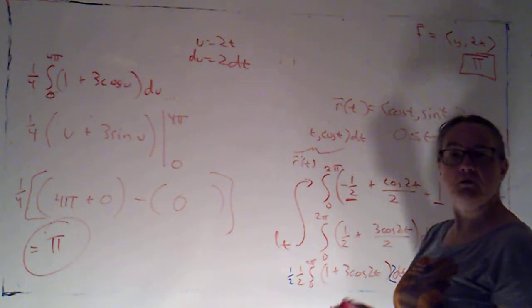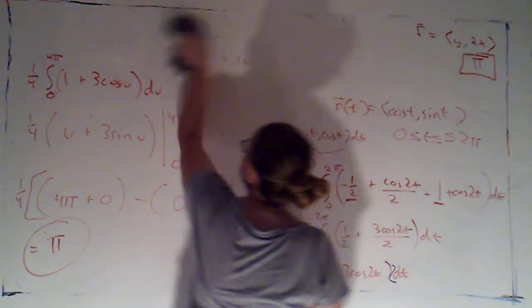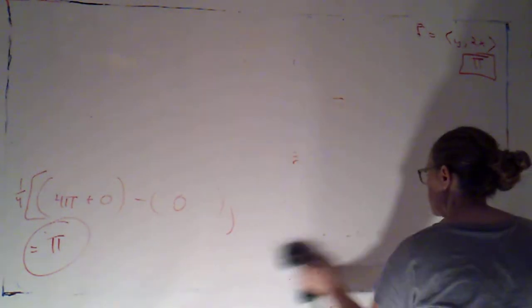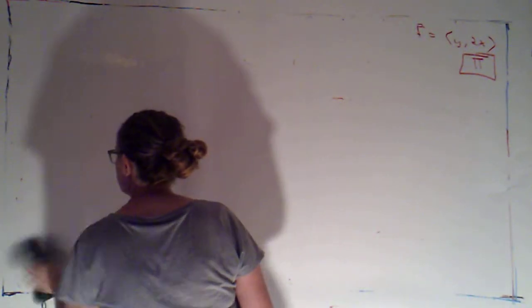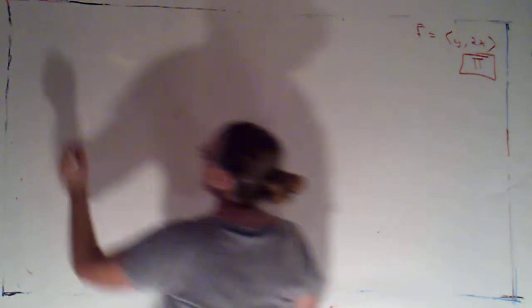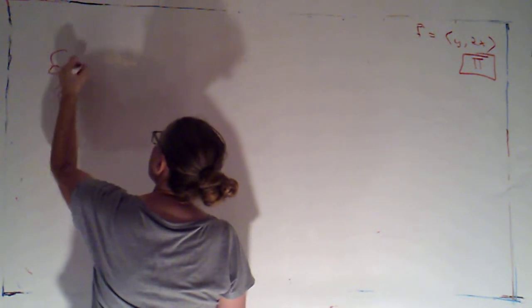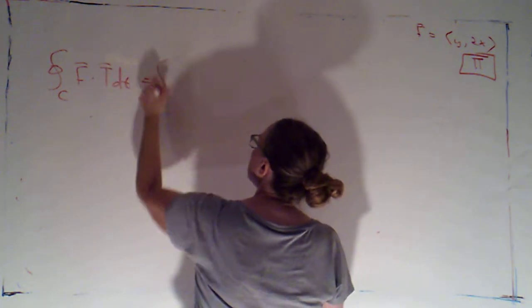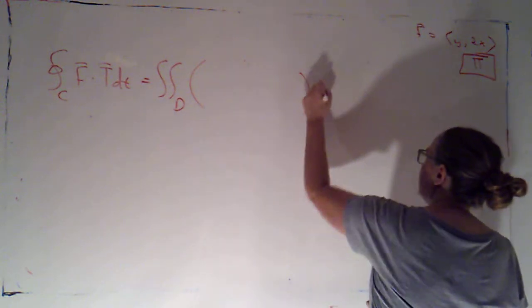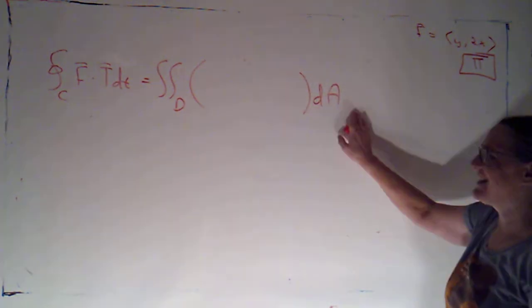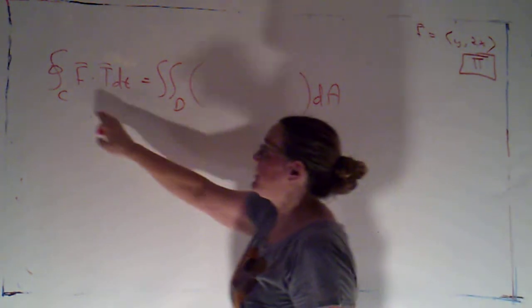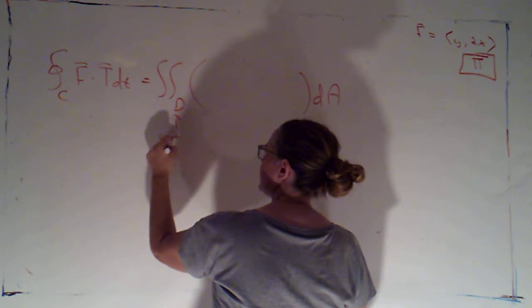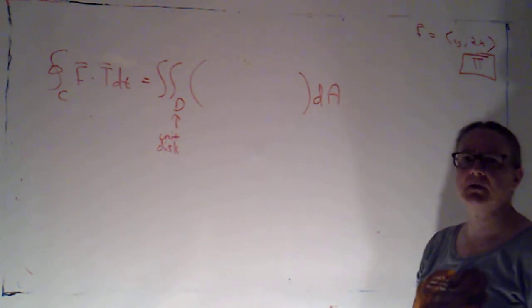Let's see what happens if we do it using Green's theorem instead. Okay, so the integral along C of f dotted with T ds, according to Green's theorem, is going to be the double integral over D of something dA. Now, D is the region enclosed by C, so that's just going to be the unit disk. Because if C was the unit circle, the enclosed region is the unit disk.